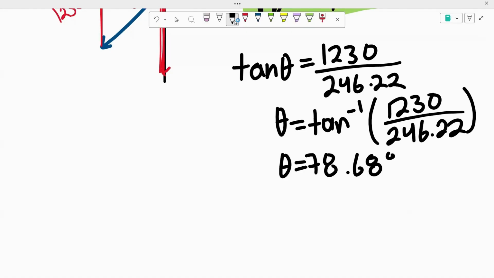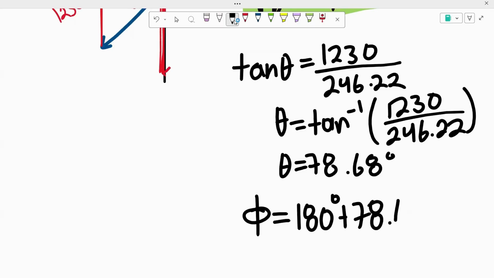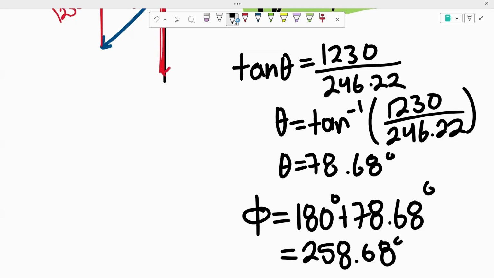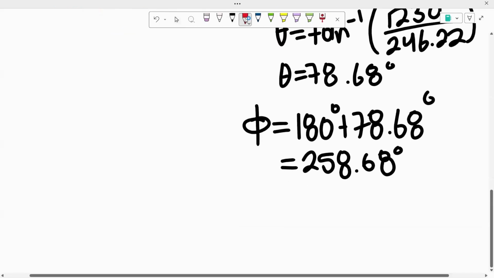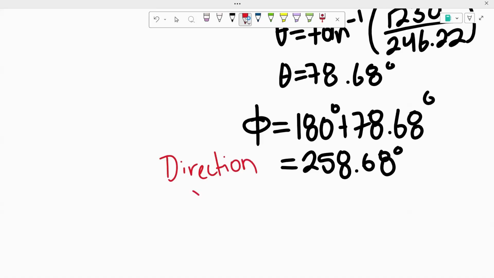We're trying to find the full angle. So we're going to call the full angle phi. We know that phi is equal to 180 degrees plus the 78.68 degrees. If we add that to 180, we would get a total of 258.68 degrees. So this is our direction of our resultant force going counterclockwise from the positive x-axis, and this is the answer to the second part of the question.